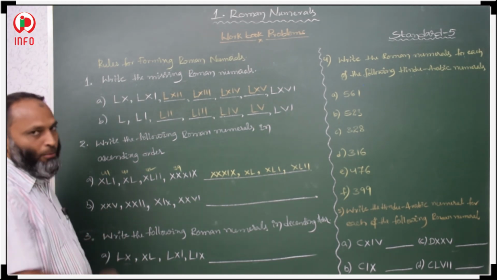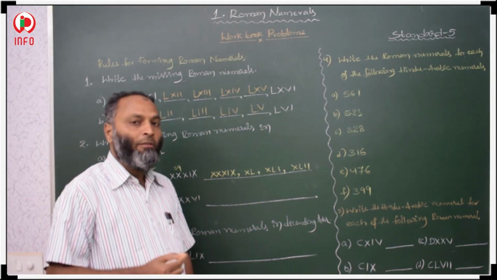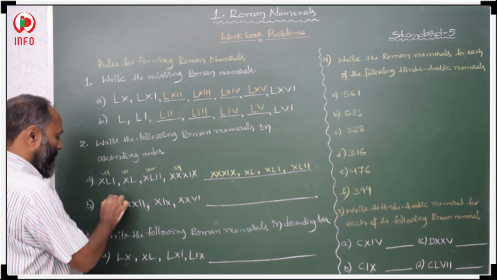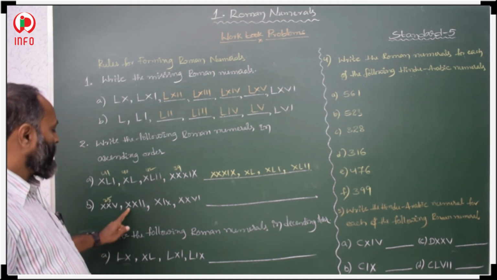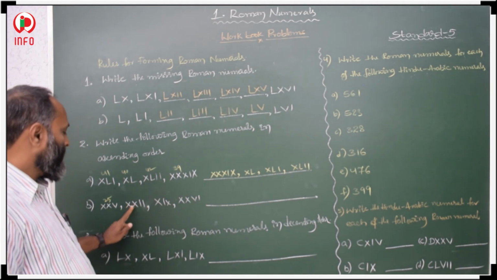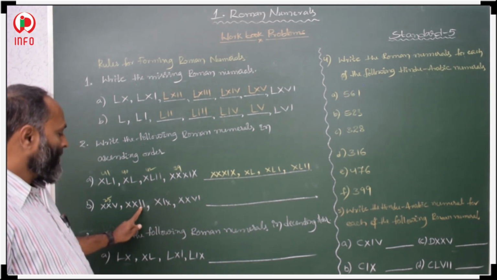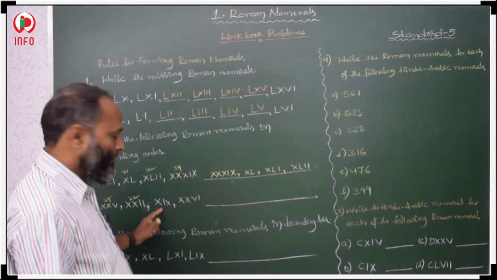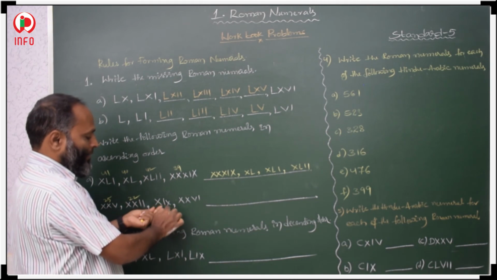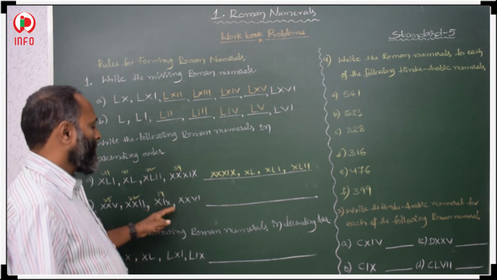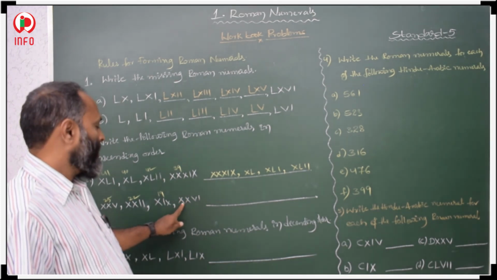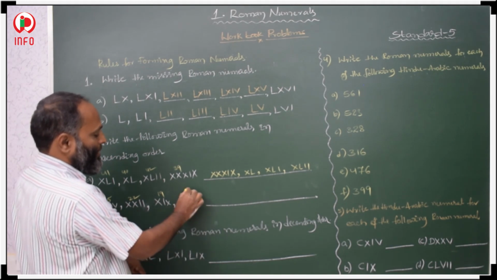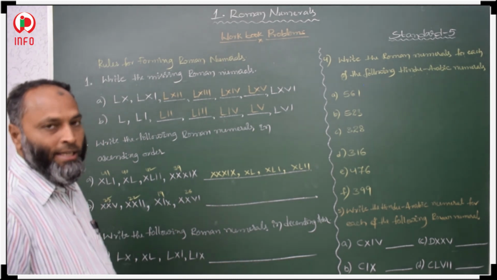Now XX, repeated Roman numeral. When a repeated Roman numeral comes, we add: 10 plus 10 is 20, 20 plus 5 is 25. This represents 25. Then XX: 10 plus 10 is 20, 20 plus 1 is 21, 21 plus 1 is 22. This represents 22. Then this is 10 and this is 9: 10 plus 9 is 19. Then XX, repeated: 10 plus 10 is 20, and this is the representation of 5, 25, plus 1, 26.